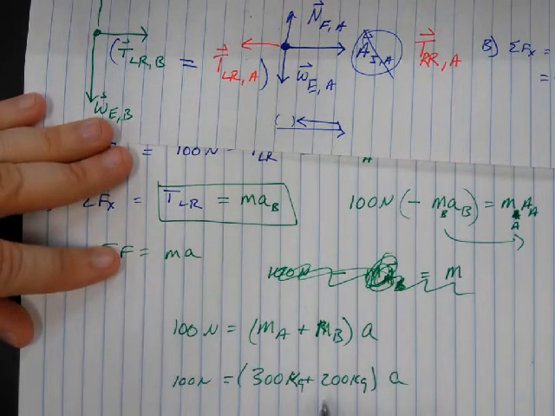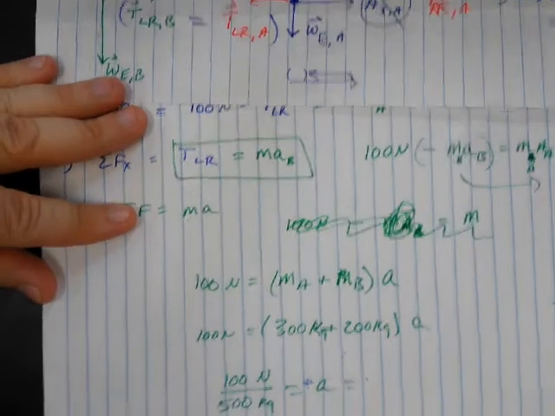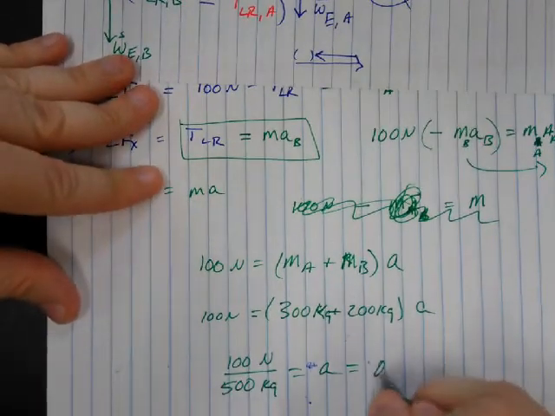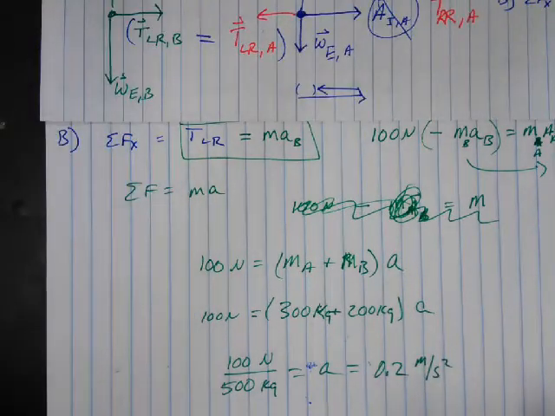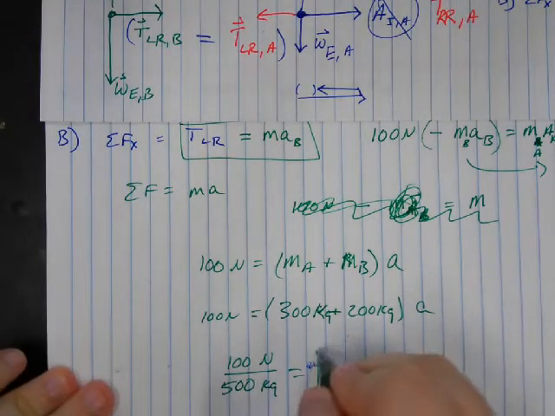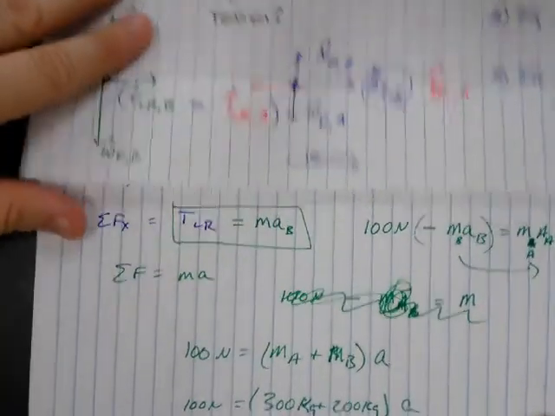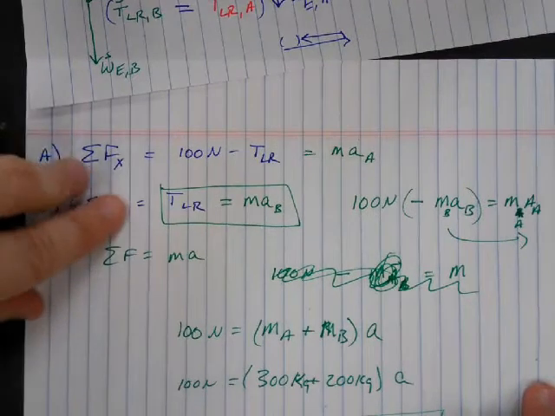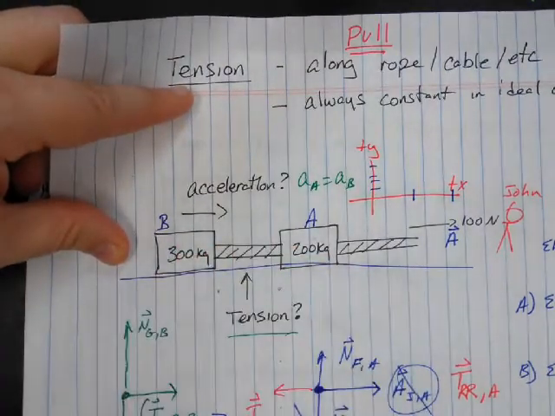So we can solve for A. This is going to be 100 newtons divided by 500 kilograms is A, and that is 0.2 meters per second squared. Hey, that's our acceleration. Yay. Now we can solve problems. But we can also go back up here and find the tension that we were looking for, right? So that was part of our problem, is we have the tension and the acceleration.